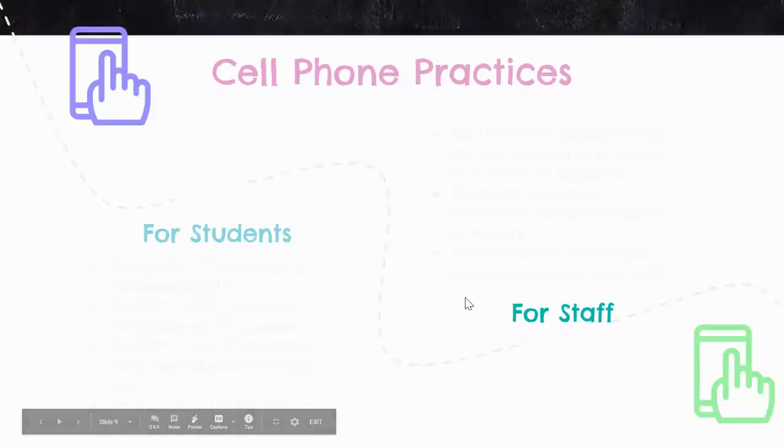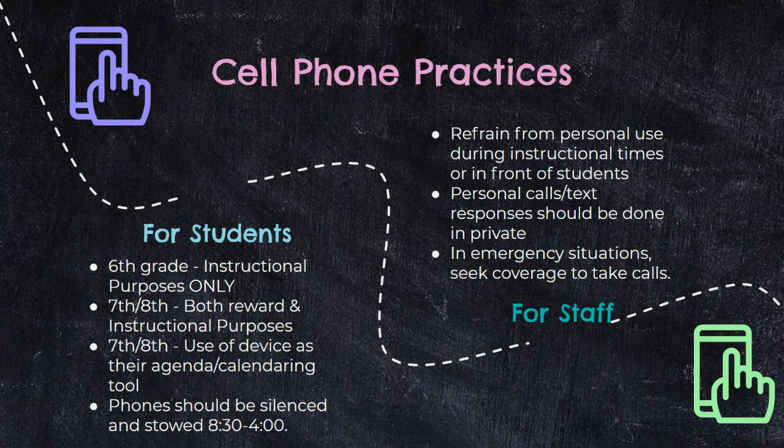Cell phone practices. Now this is a very brief overview. These are just the high points. So for students, 6th grade, I don't know how to say this any more clearly. It is instructional purposes only. They are not to use their cell phones for any reason. They're not to listen to music. They're not to do anything other than maybe participate in a Kahoot. During Tiger Time, they can maybe check their grades, but it should be a teacher-directed task with a clear beginning and a clear ending. 6th graders should just not be on cell phones for any other reasons.